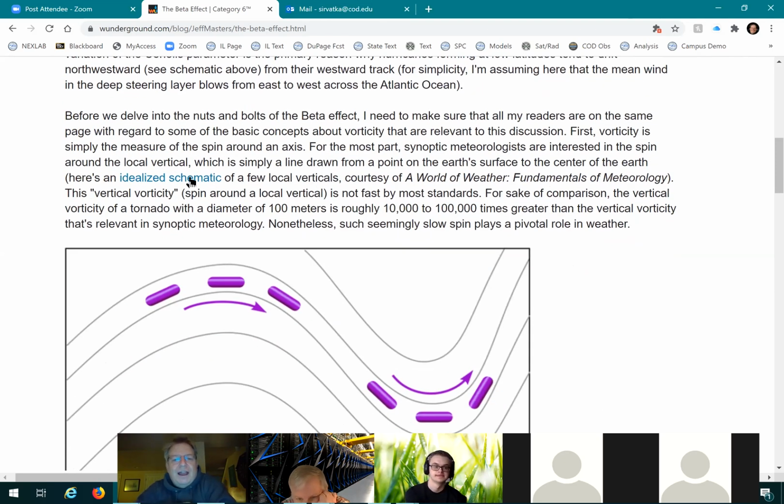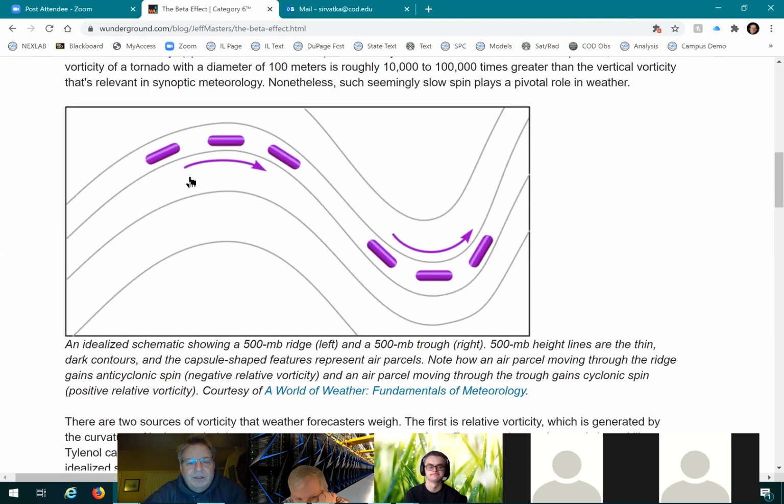Before we delve into the nuts and bolts of the beta effect, we need to make sure that all the readers are on the same page. Vorticity is the measure of spin around an axis. For the most part, synoptic meteorologists are interested in spin around the local vertical, which is simply a line drawn on a point from the center of the Earth. Blah, blah, blah. We can kind of skip through there.